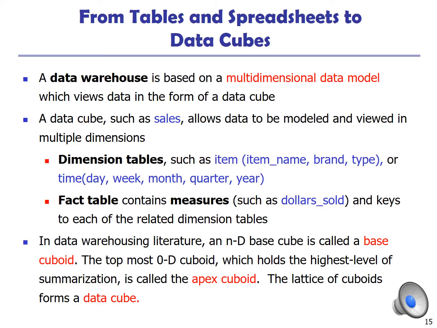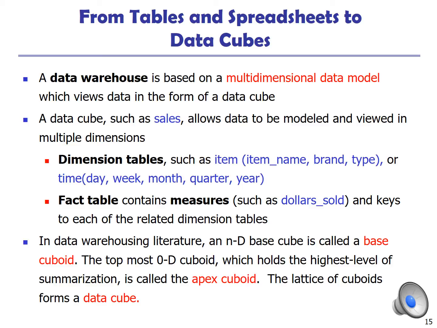In data warehousing, an n-dimensional base cube is called a base cuboid. The topmost, or the zero-dimensional cuboid, which holds the highest level of summarization or consolidation of all the dimensions together, is called the apex cuboid. And the lattice of cuboids forms what is called a data cube.